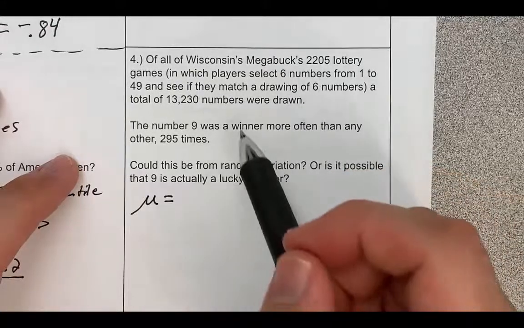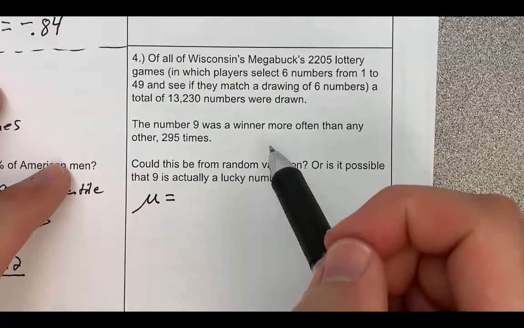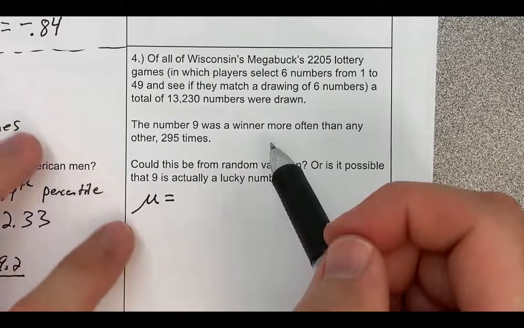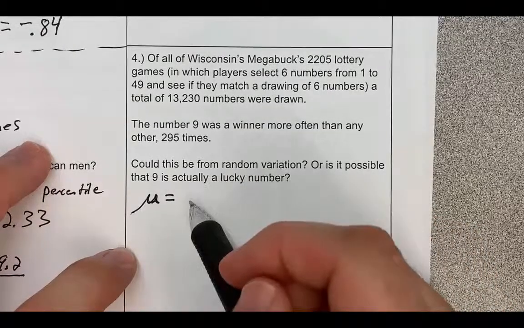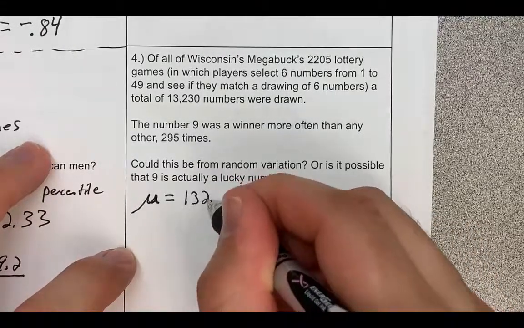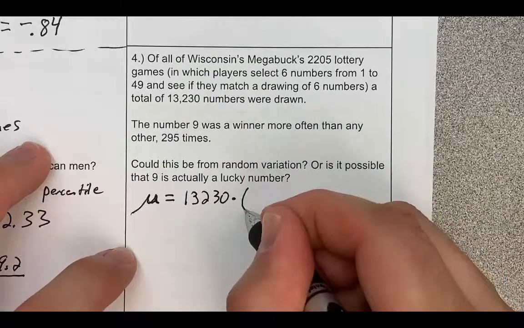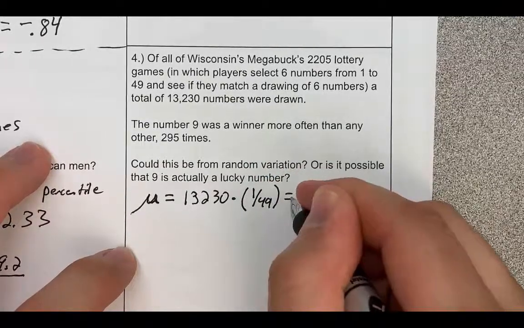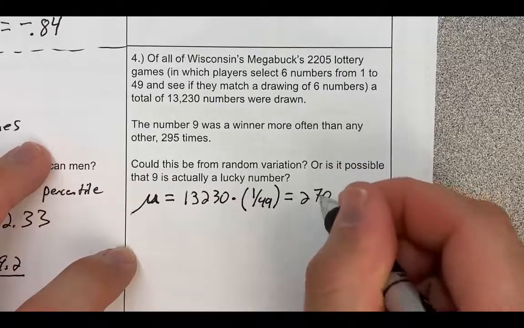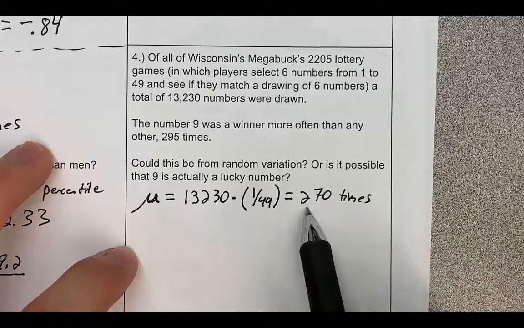And by the way, this is a binomial distribution because either you win or you don't. All of the games are independent. All the drawings are independent. And we can figure out the probability of winning on each draw. It doesn't change. So we'll figure out the average number of times. That will be equal to 13,230 numbers that were drawn times the probability of getting any one particular number. So that's 1 out of 49. And so that's going to be equal to 270 times. Okay, so we would expect on average a number to be drawn 270 times.